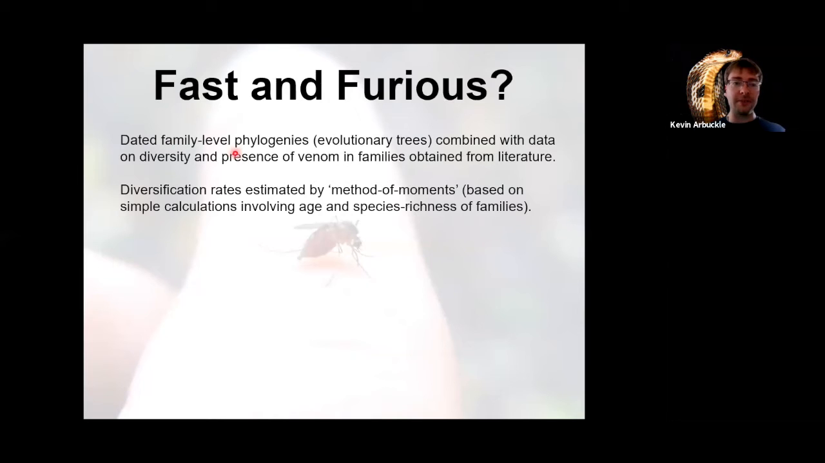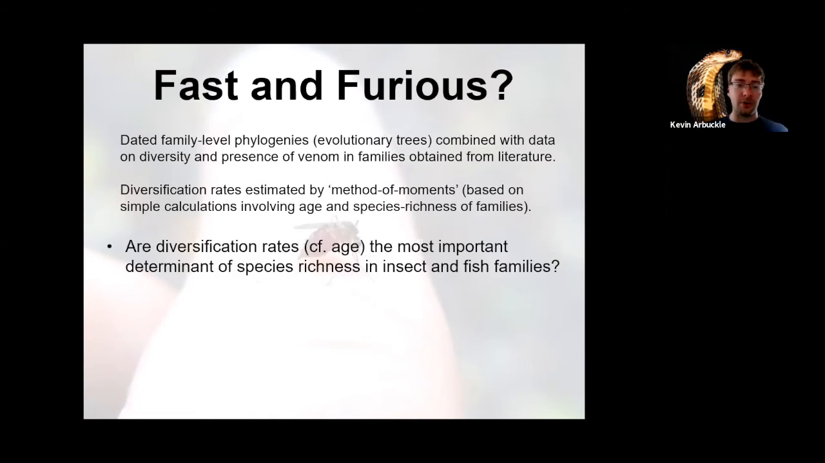I'm not going to go into detail on any methods, I can do that happily later on, but essentially we took a family level approach using evolutionary trees and extracted data on species richness and the presence of venom in each family from the literature. We calculated diversification rates using this method, and ran a whole range of different analyses on them. One type, which is similar to a regression, which you might be more familiar with, I'll focus on in this talk. And we asked 3 questions.